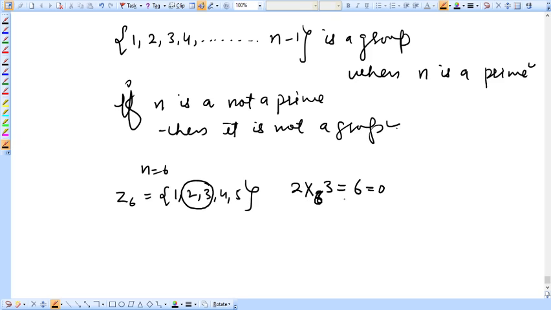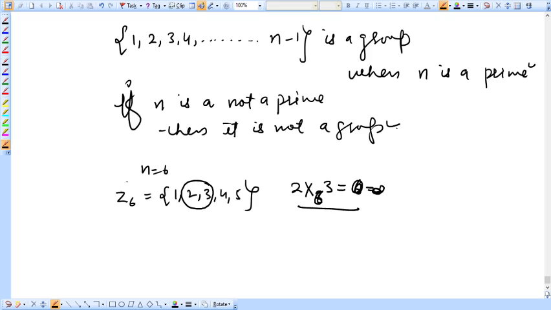Because when 6 is divided by 6 we get 0 as the remainder, so it is equal to 0, right? So therefore 0 is not part of this set, so this is not closed. Therefore we say 1, 2, 3 up to n minus 1 is a group when n is a prime. If n is not a prime, then how are we going to make this a group?